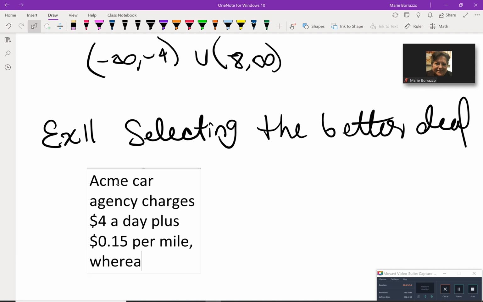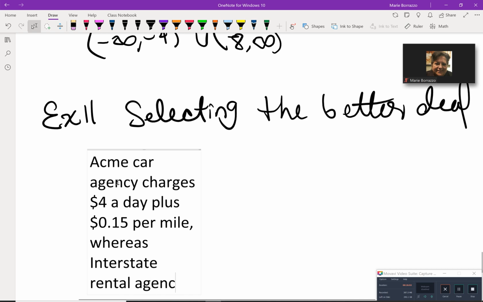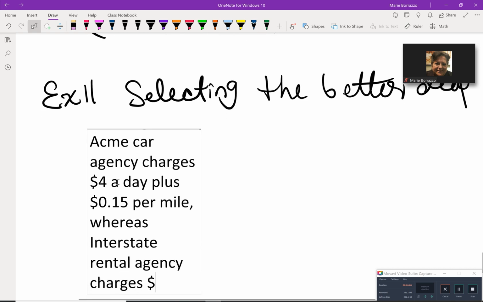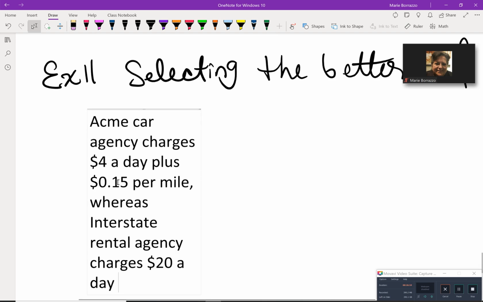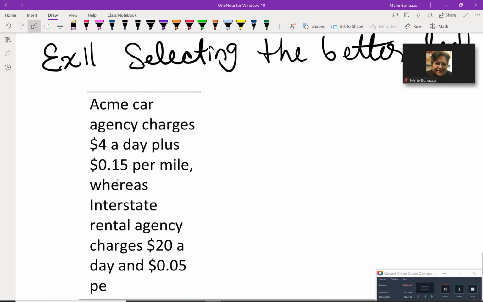Whereas Interstate Rental Agency charges $20 a day and 0.05 per mile.